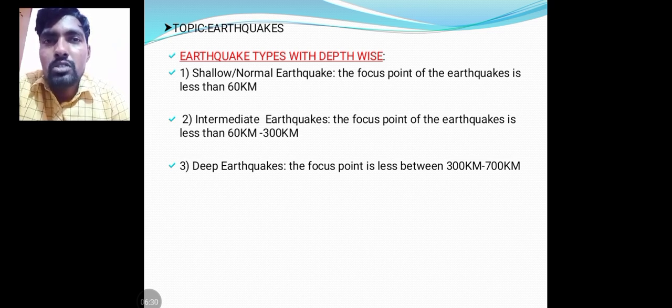Maybe in the subsurface to surface direction, with a depth of up to 60 kilometers, the focus will be present. Such a kind of earthquake we call a shallow or normal earthquake.